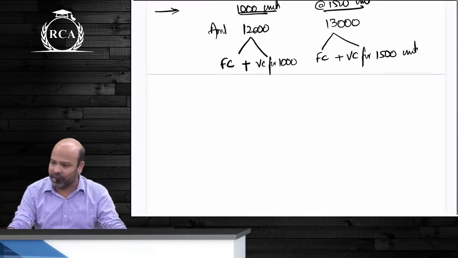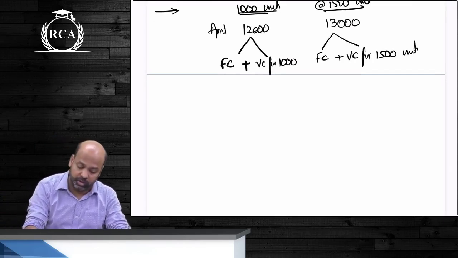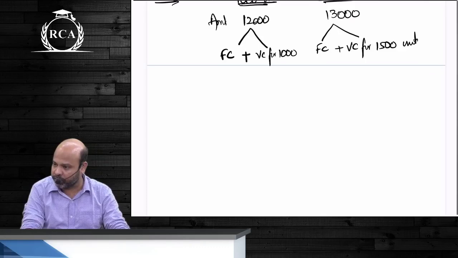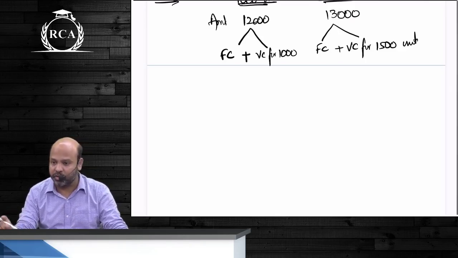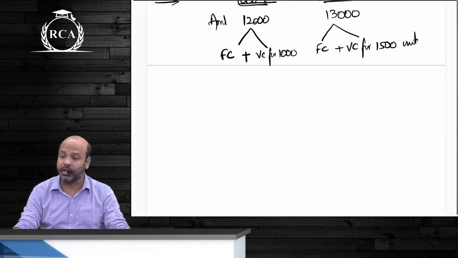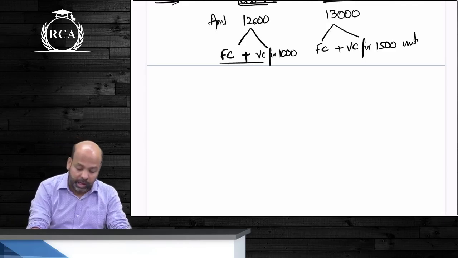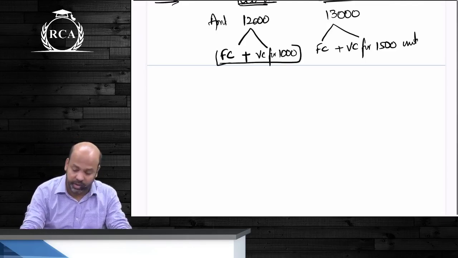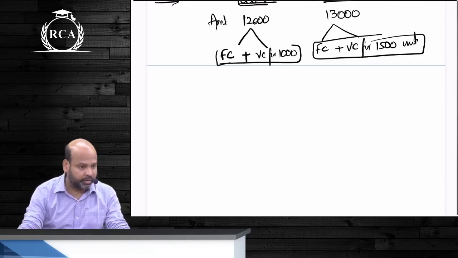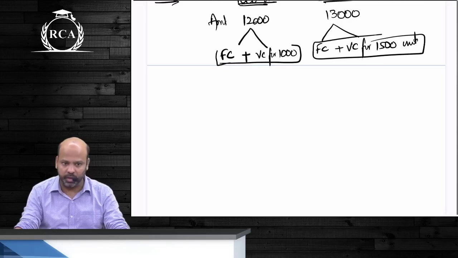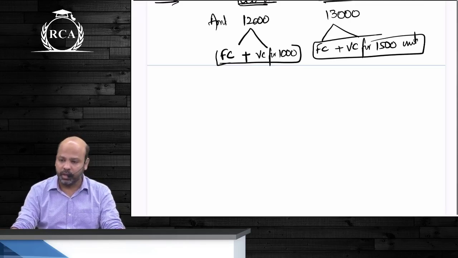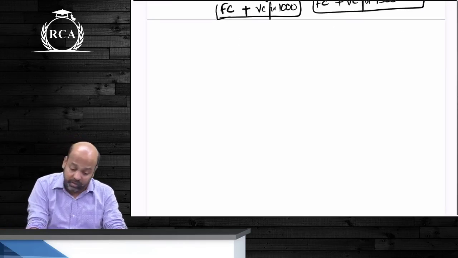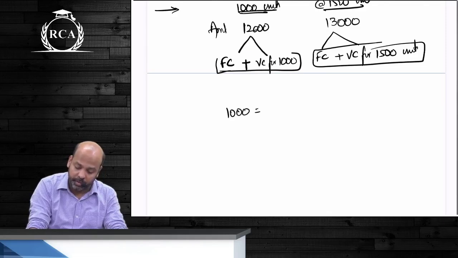When you shift from this 1000 units to 1500 units, your total cost is changing by 1000 rupees. 12,000 rupees is becoming 13,000 rupees. We know for a fact that this 1000 rupees represents the variable cost of 500 units. Because यहाँ पे fixed cost plus variable cost for 1000 units है. In this, what is included? Fixed cost plus variable cost for 1500 units. The additional thing that is included in the second cost component is variable cost for 500 units. That means this 1000 rupees that we are talking about will become the variable cost for 500 units.